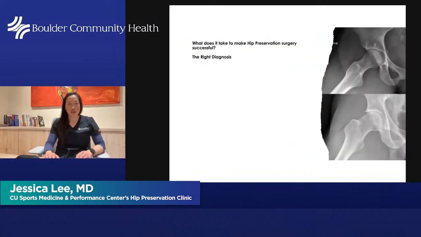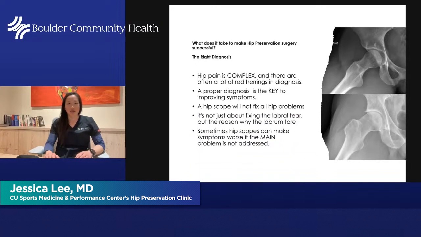So what does it take to make a hip preservation surgery successful? First of all, you have to have the right diagnosis so you know which problem you're treating. Like Dr. Mei Dan had alluded to, it's not just about the labral tear. Hip pain is often complex. There are a lot of red herrings in diagnosis. People tend to harp on the labral tear. They get an MRI, someone tells them they have a labral tear and they need to fix the labral tear. But it's not just about that. It's just the tip of the iceberg. So proper diagnosis is key to improving symptoms.